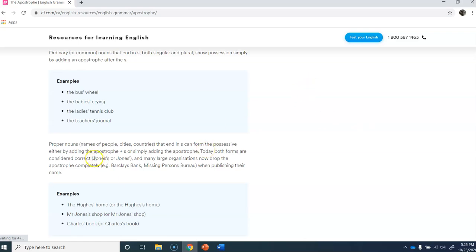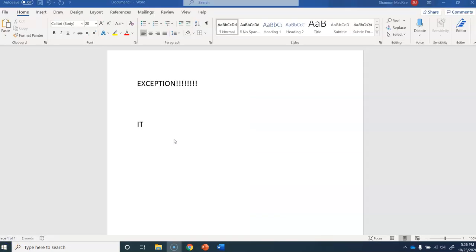So, for example, if the person's last name is Jones and you want to say it's something belonging to Mr. or Ms. Jones, you can either add an apostrophe plus an extra S or simply add in the apostrophe. Okay, so again, take a look at the example, the Hughes' home, Mr. Jones's shop, Charles's book.